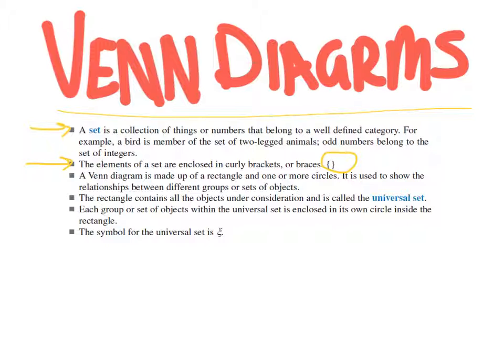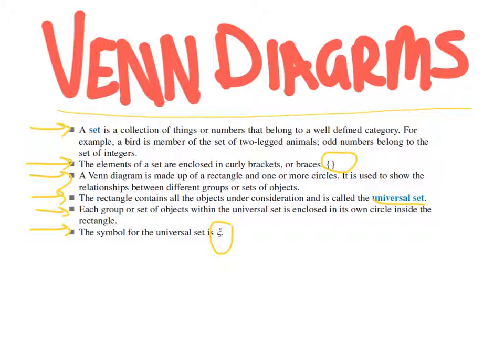A Venn diagram is made up of a rectangle and one or more circles. It is used to show the relationship between different groups or sets of objects. The rectangle contains all the objects under consideration and is called a universal set. Each group or set of objects within the universal set is enclosed in its own circle inside the rectangle. The symbol for the universal set is this funny looking E symbol just here.